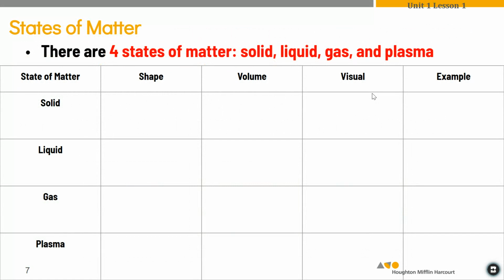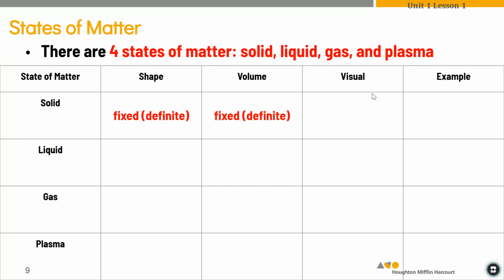When we talk about states of matter, there are four that we're going to look at. That's solid, liquid, gas, and plasma. So for solid, the shape of a solid is fixed, meaning it's defined. So it's not going to change when you observe it. It is what it is. The volume of a solid is also fixed or definite.